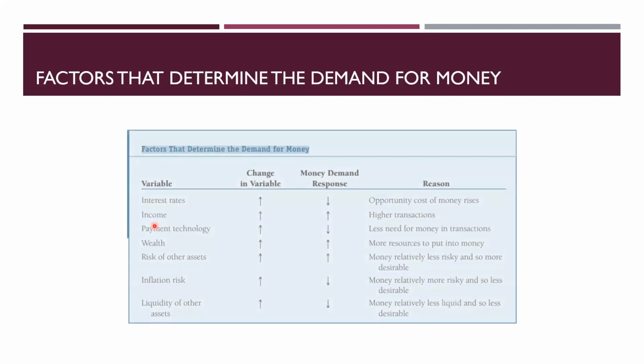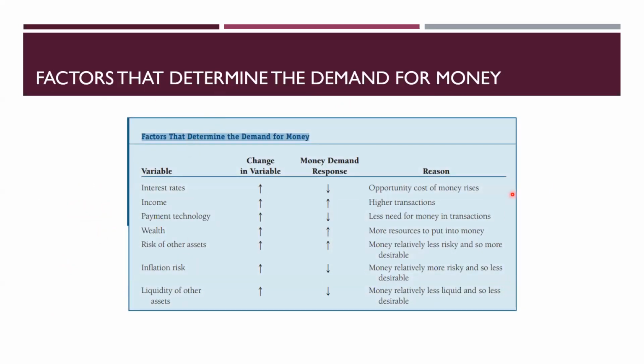So all this can be summed up in this tabular format, in which we have the factors that determine the demand for money. We have interest rates. If interest rates increase, money demand falls due to the opportunity cost. Income: when someone's income increases, they demand more money because they want to make more transactions. Payment technology: if there is an increase in payment technology, there is less need for money in transactions. Wealth, positive relationship. Risk in other assets: the riskier other assets become, people would move away from them and buy the particular asset under consideration.